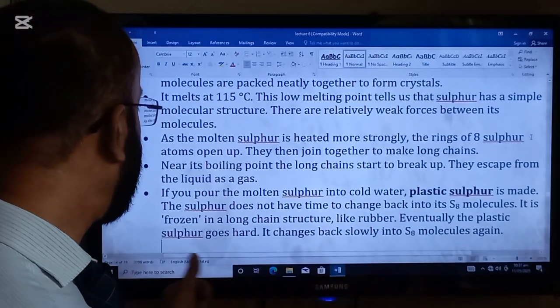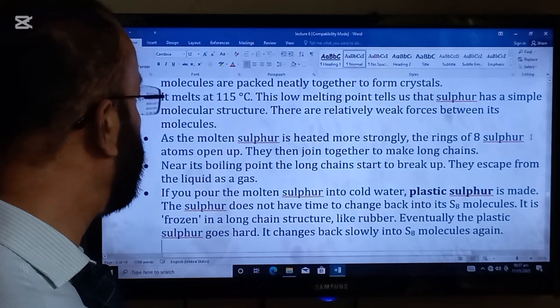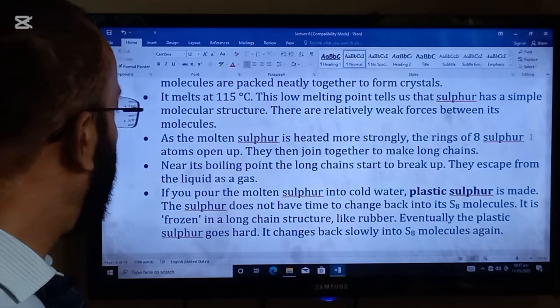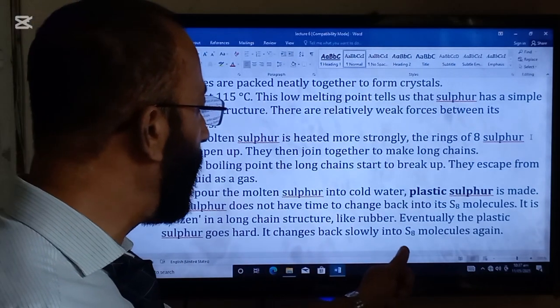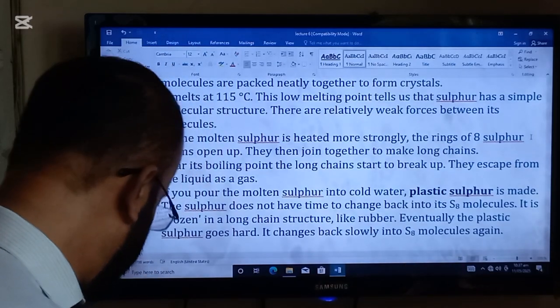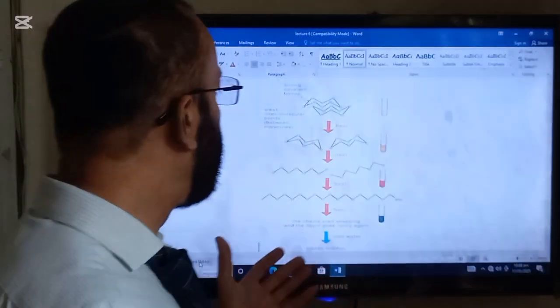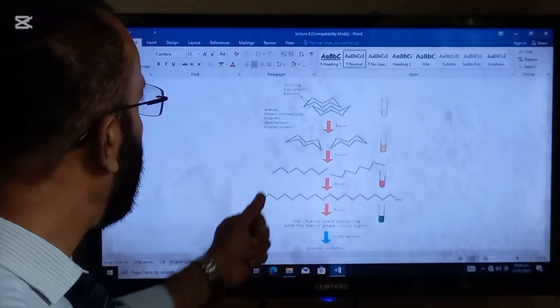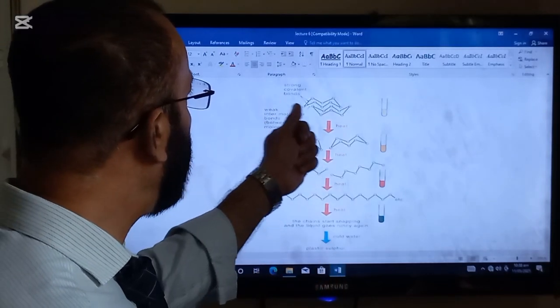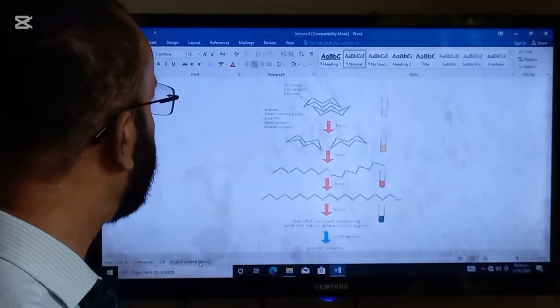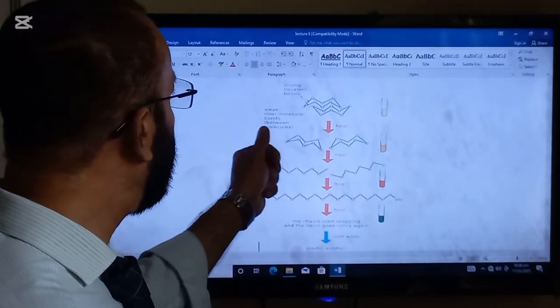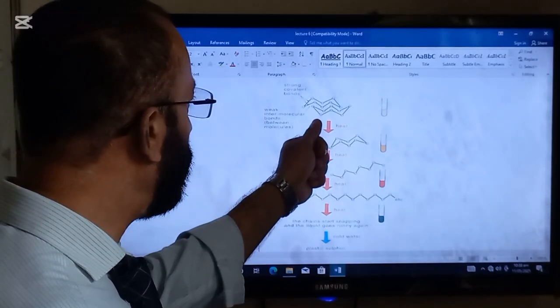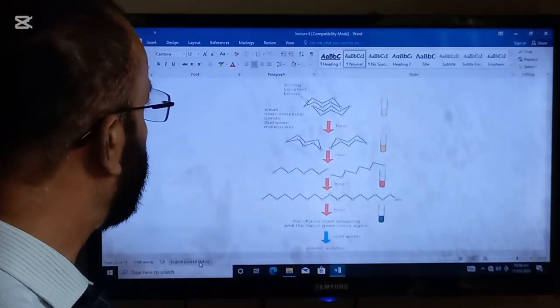Eventually, the plastic sulfur goes hard. It changes back slowly into S8 molecules again. Here is the diagram that shows how plastic sulfur is made. In the beginning, strong covalent bonds are present there. Weak intermolecular bonds between the molecules are also present there.